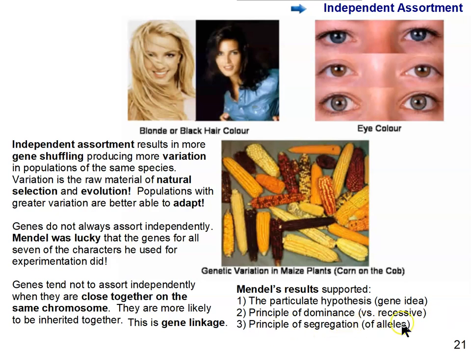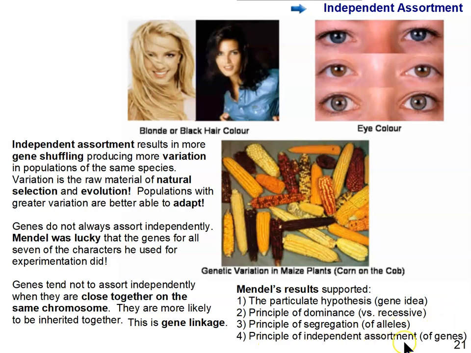And then the principle of segregation. When you think segregation, think alleles. We're talking about the segregation of alleles during gametogenesis, during meiosis. The alleles separate into separate gametes. Each gamete gets one allele from each gene from each parent.